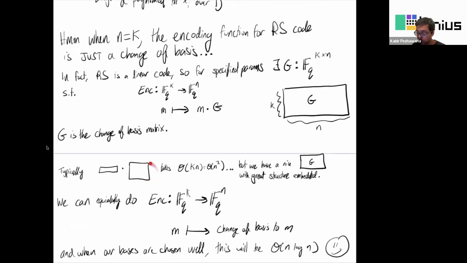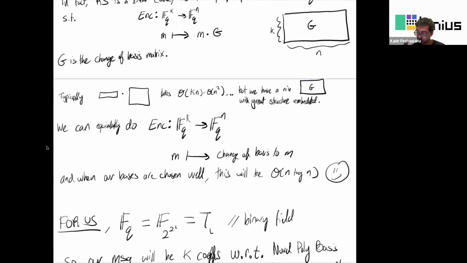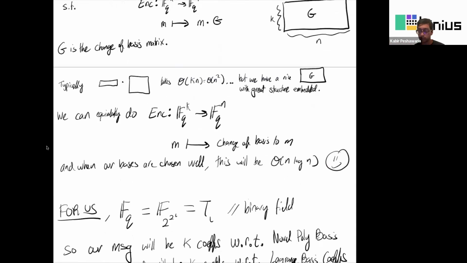Typically, when we do a row vector times a matrix, this takes theta of n squared, where this matrix in this specific setting happens to be n by n, so n squared because k equals n. But we have a nice G with some great structure somehow embedded that allows us to do this linear mapping in time less than O of n squared. When our bases are chosen well, this can actually be time O of n log n. Cool. Seems like stuff is starting to tie together maybe.